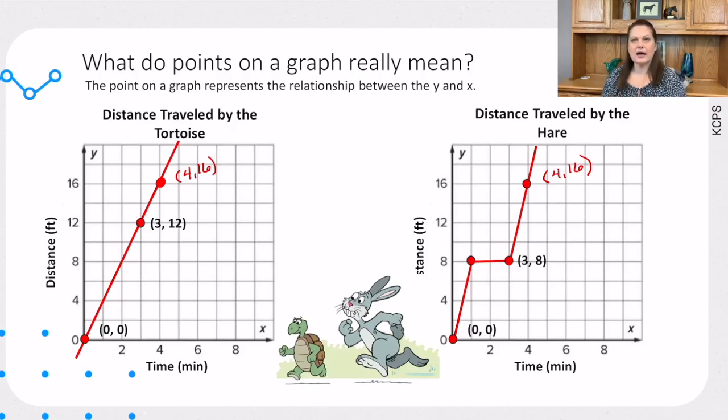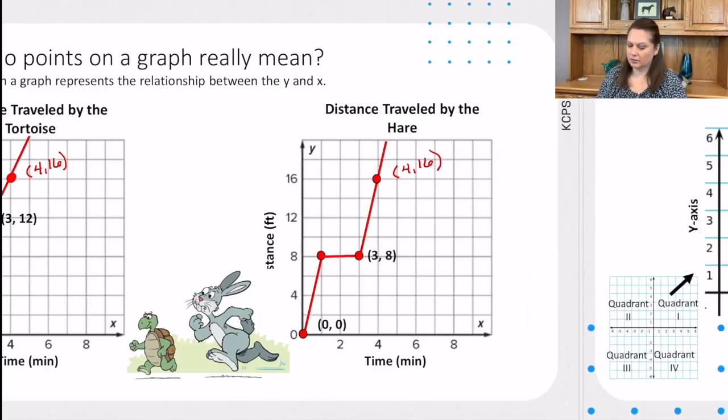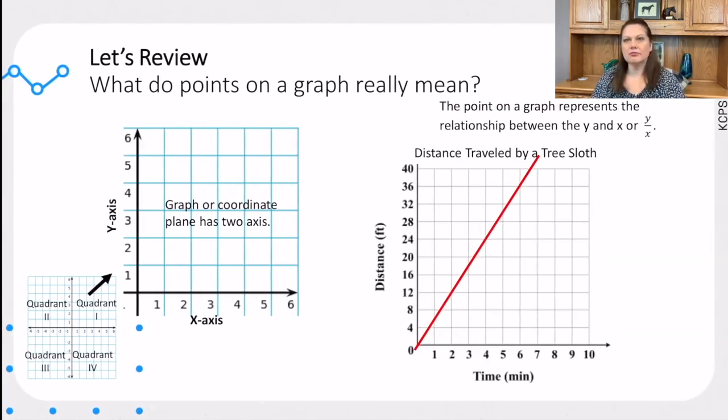So we can tell how fast each is going by figuring out the unit rate, looking at the points on a graph. We can determine what their beginning is, what their constant speed is, whether they continued at a constant speed or, like the hare, decided to take a nap. And at any point in time, at the same place, are they still head to head or equal? So let's take a quick review. What do points on a graph really mean?